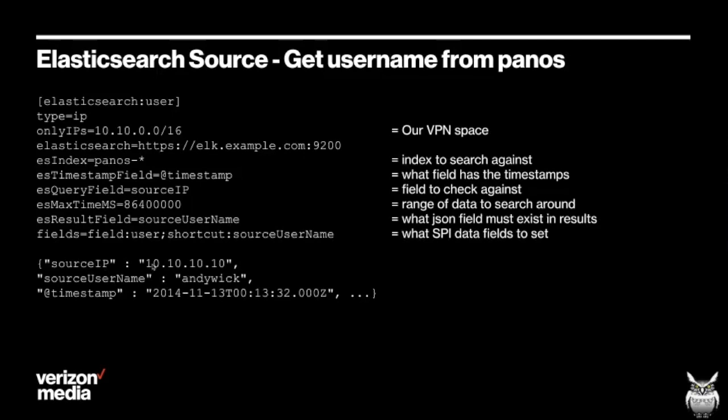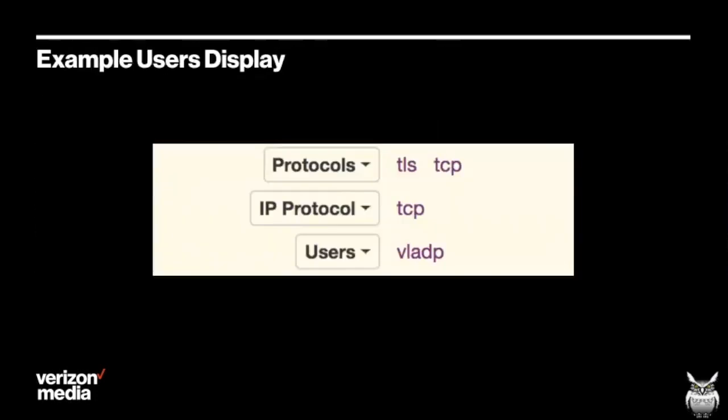So if we did a lookup for 10.10.10.10, Elasticsearch is going to come back and say, oh, this is the record I have for 10.10.10.10. The source user is Andy Wick. This is the timestamp. And so it will go ahead and set this data. And so you can associate from your VPN logs sessions in Moloch to who was on that IP address during that time. So you can see in Moloch the VPN user that was there. And so just a new field called users would show up.